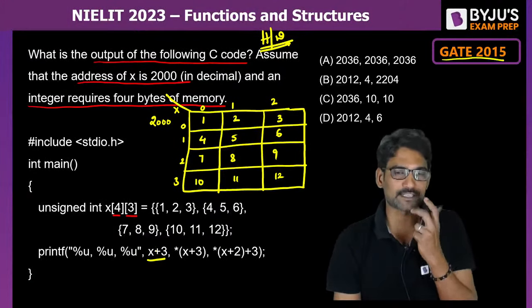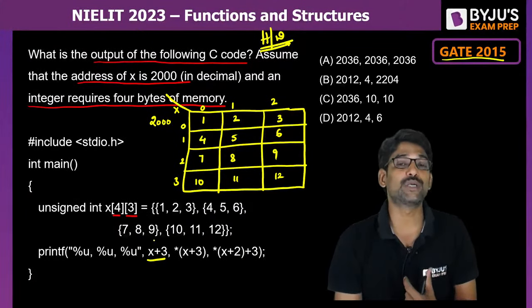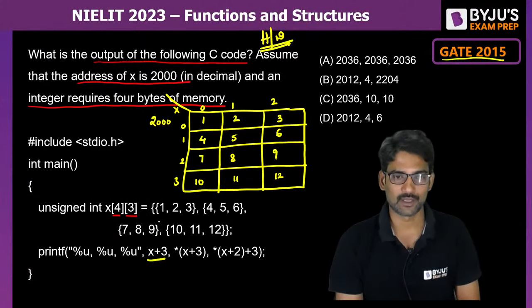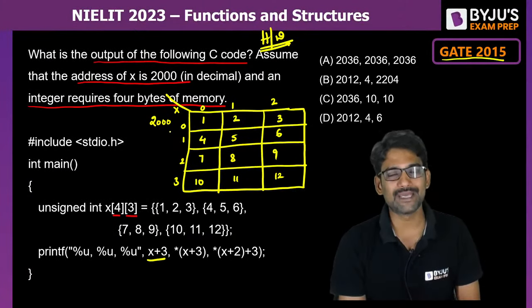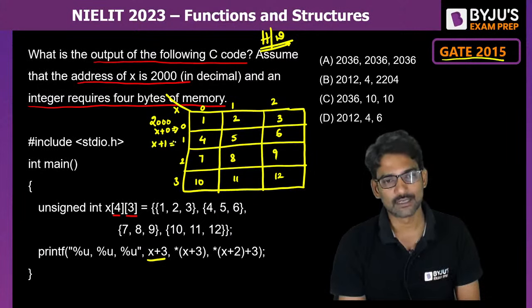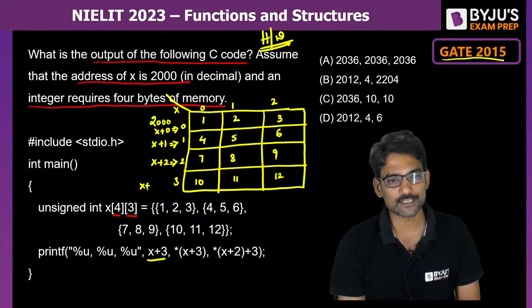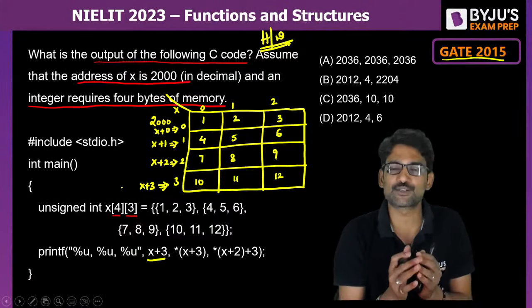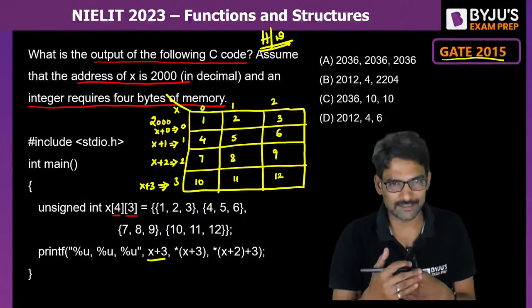What is X? X is a 2-dimensional array, right? So what would be X plus 3? X plus 0 means row 0, X plus 1 row 1, X plus 2 row 2, X plus 3 row 3. We know a 2D array is a combination of 1D arrays.